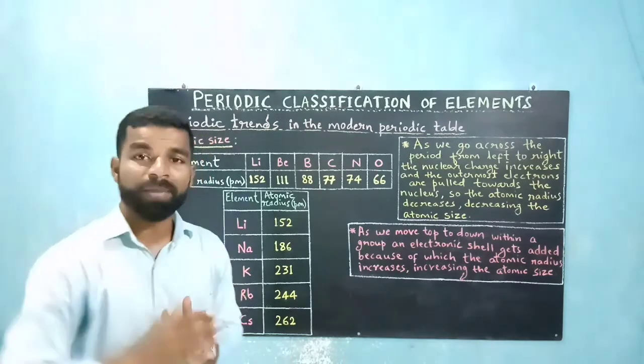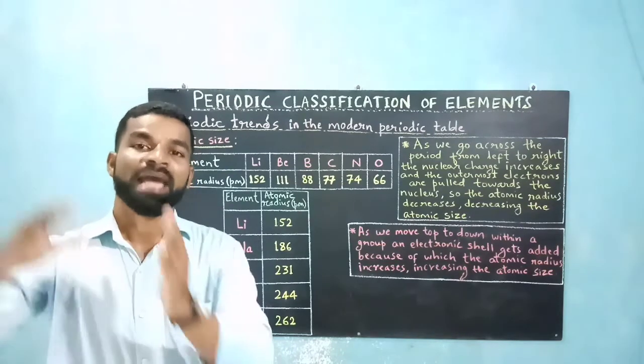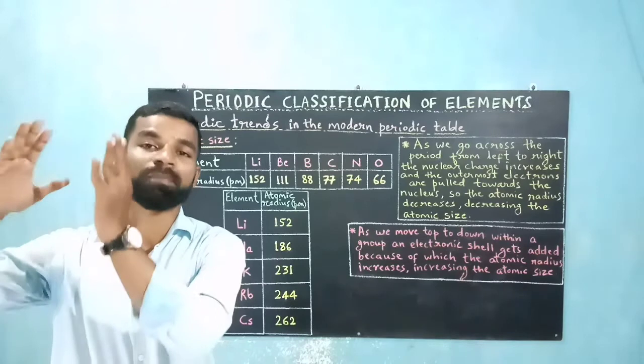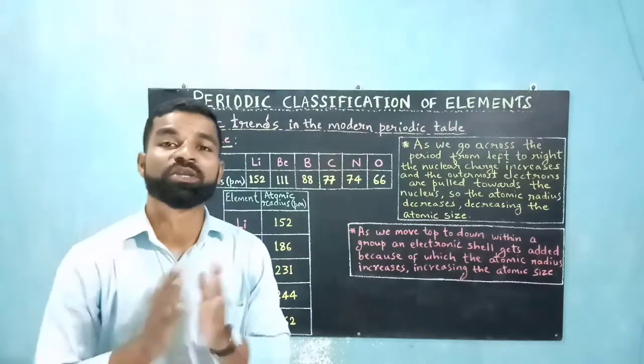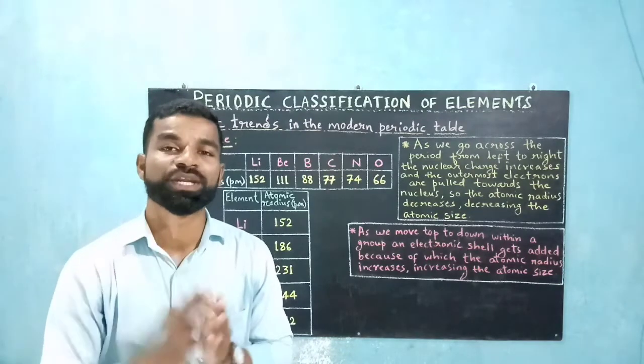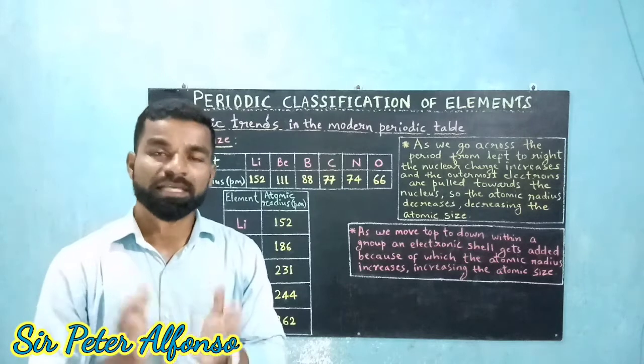So within a group, as we move from top to bottom, the atomic size increases, and as we move across the period from left to right, the atomic size decreases. So this is the second periodic trend observed in the modern periodic table, which is the atomic size. So that's it in this part.